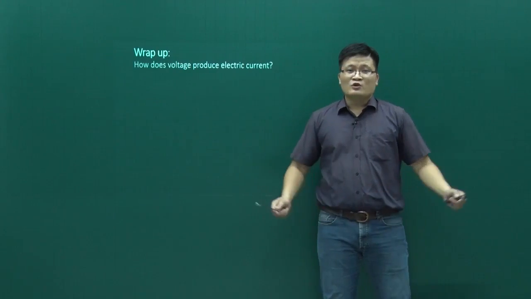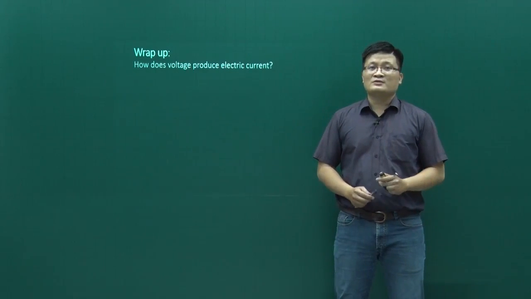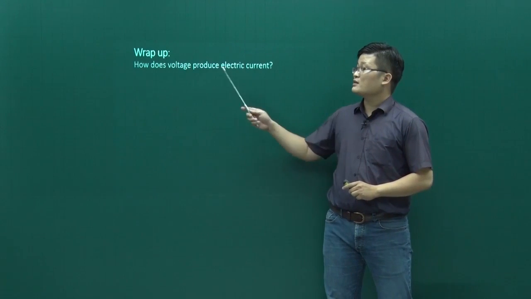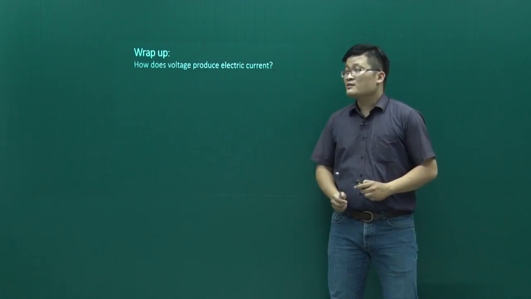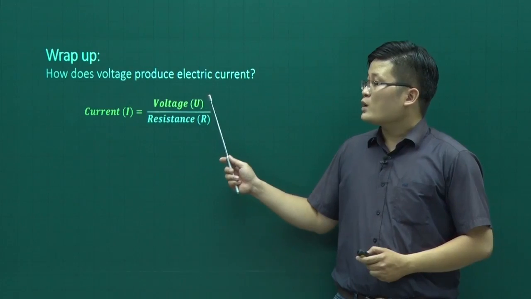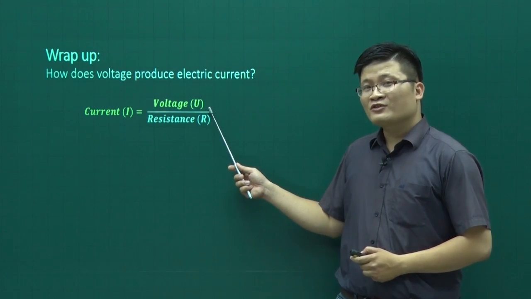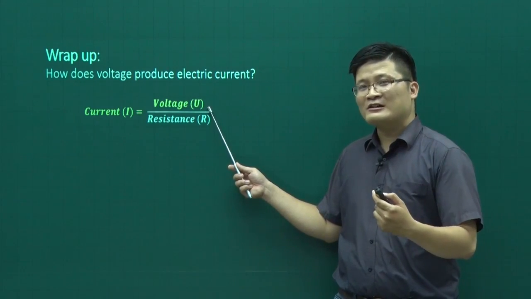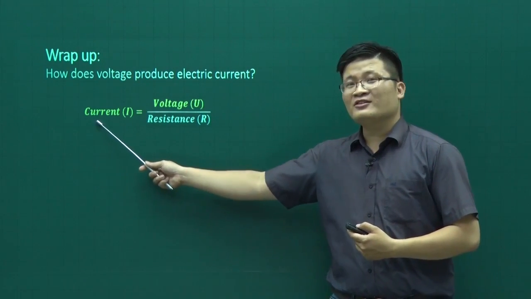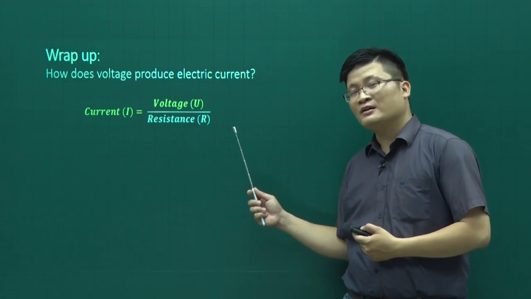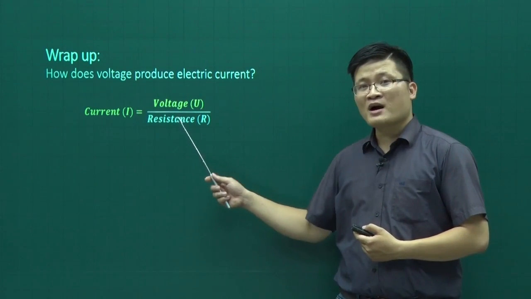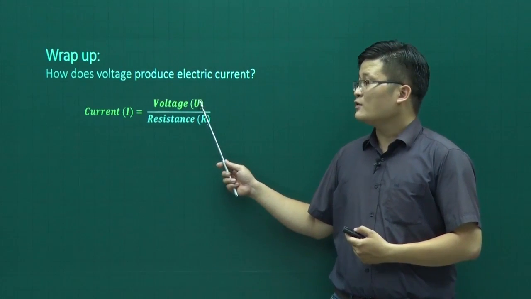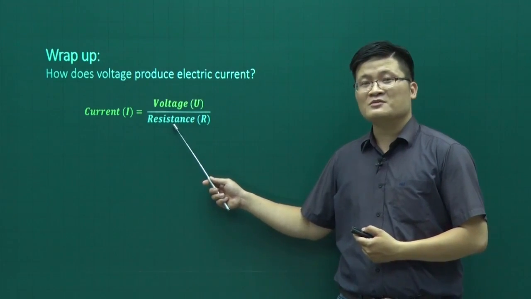Now, that's almost everything for today that I would like to teach you. Let's sum up a bit what I have taught. When we apply a certain voltage to the two ends of the conductor, there will be a current that goes through the conductor, and the current is defined by the fraction voltage over the resistance of that conductor.